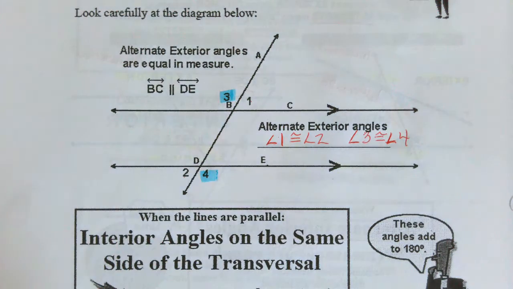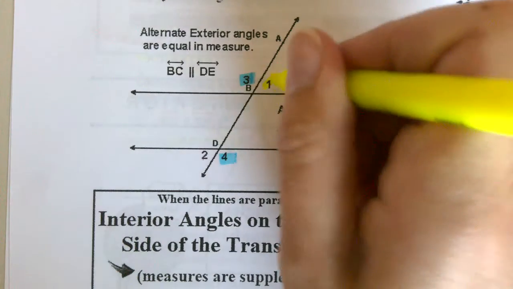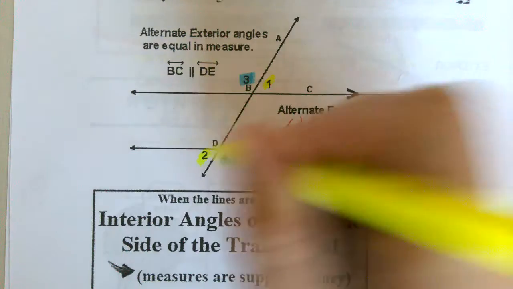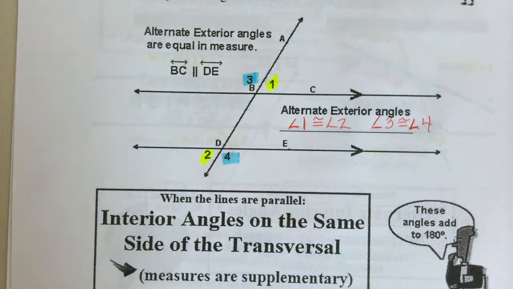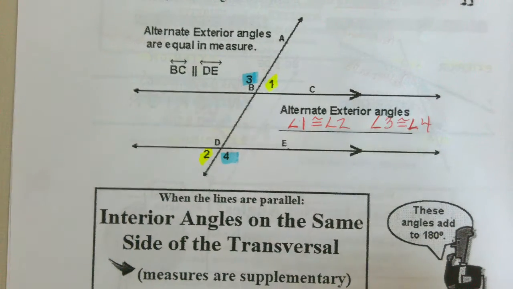3 and 4 go together because they alternate. They're on the outside. And 1 and 2 go together. Okay. So alternate interior, alternate exterior. Same angles. Now, here's something that's a little bit different.